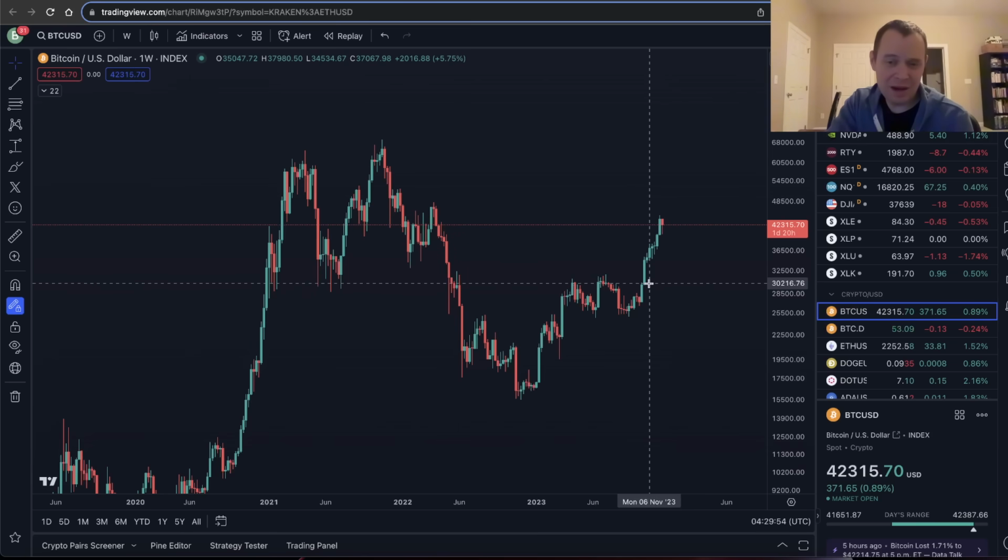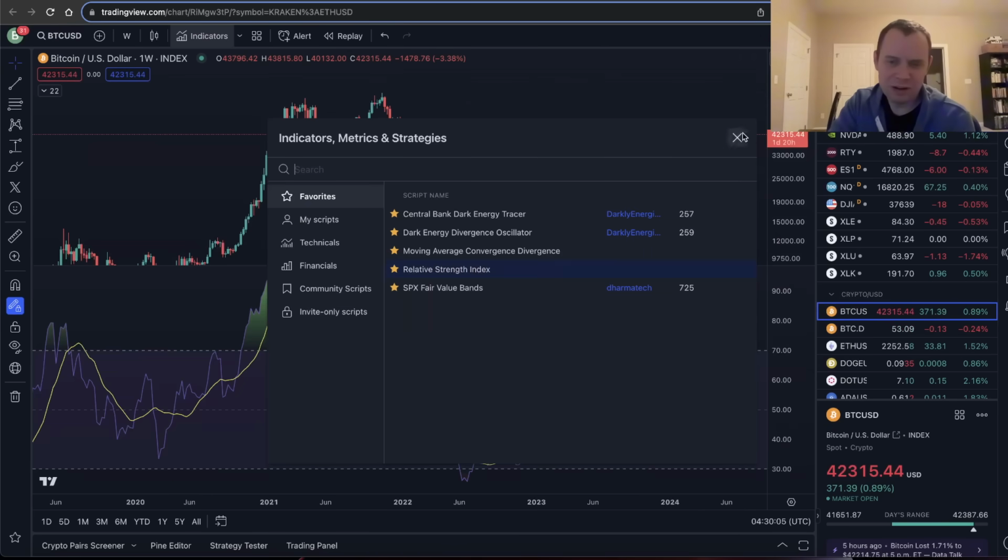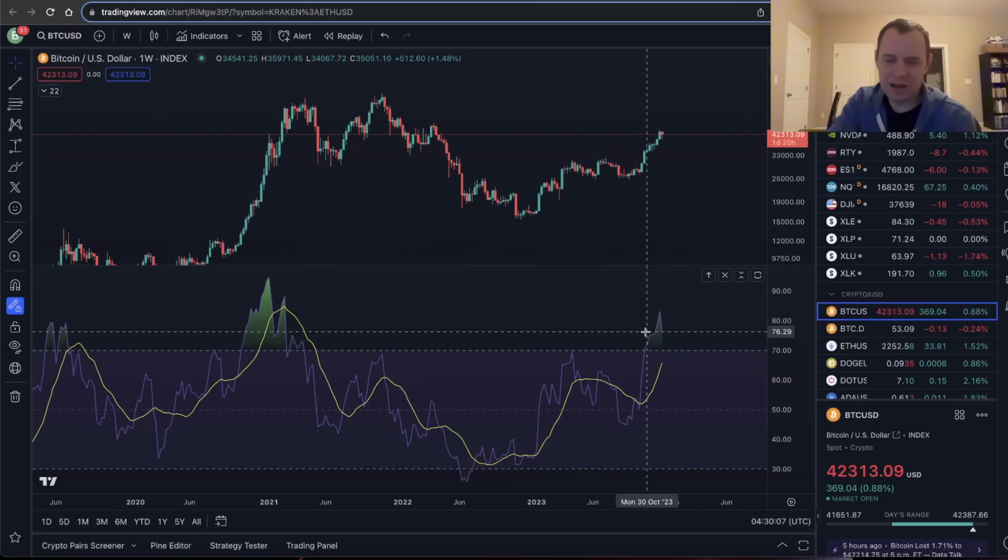We had about seven or eight green weeks in a row. This is a red week here, but it still isn't a significant pullback in the grand scheme of things. And if you look at things like the RSI, which probably aren't the best things to look at for buying and selling, it is relatively elevated: above 75, currently at 76 or so.